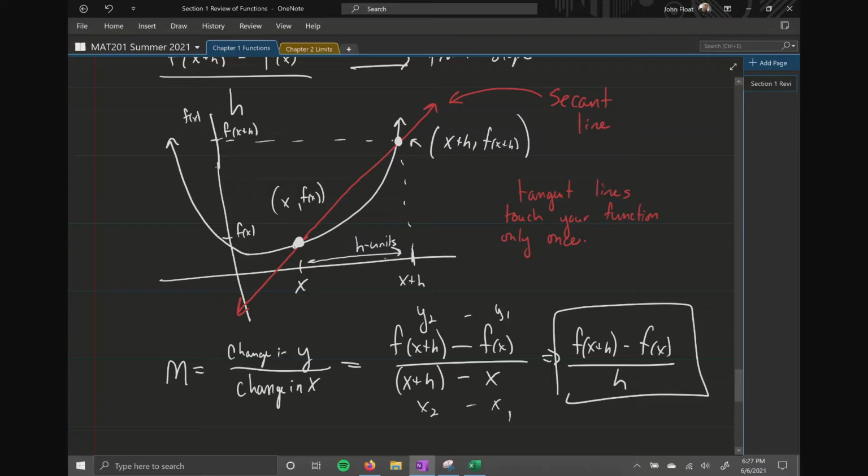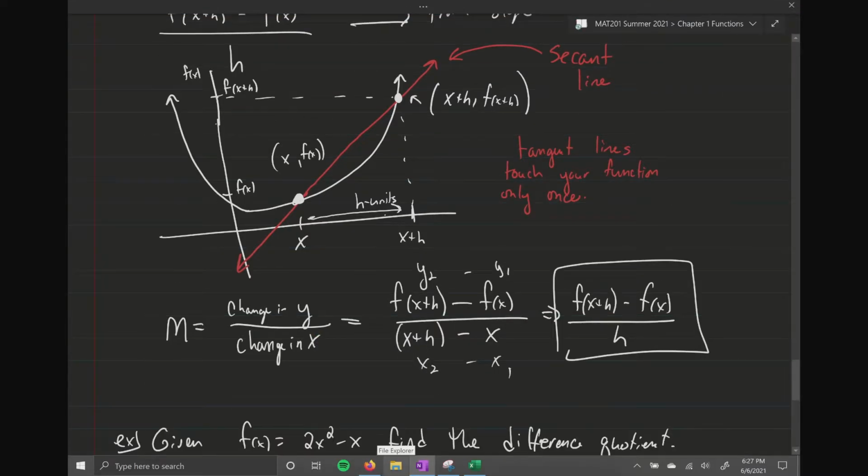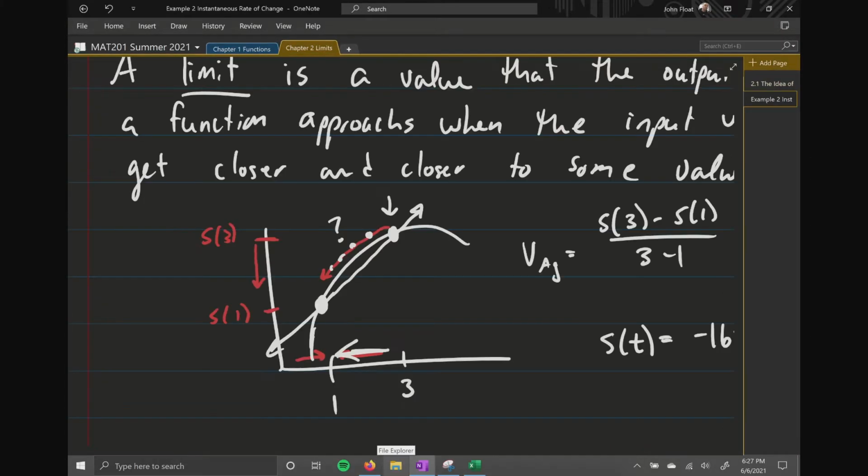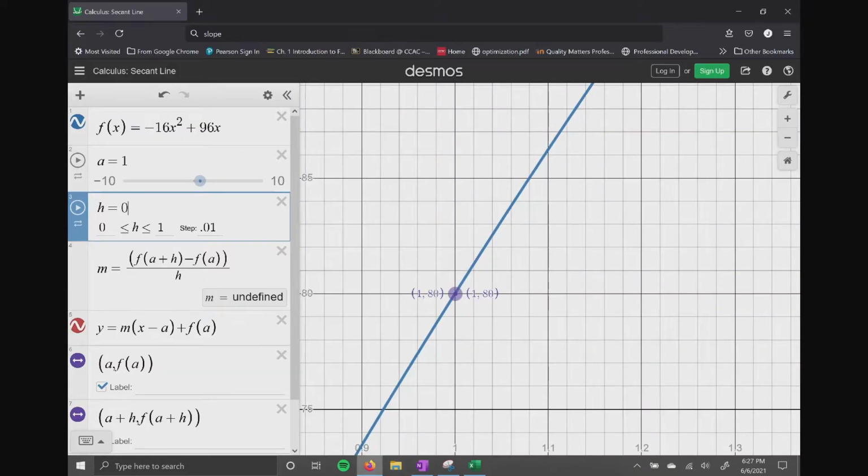So I did the same exact thing over here. Let me go back to this example real fast, and boom. I did the same thing here, okay? Now, this h stands for my step size. This h is going to be how far to the right I'm going to allow that second point to be.